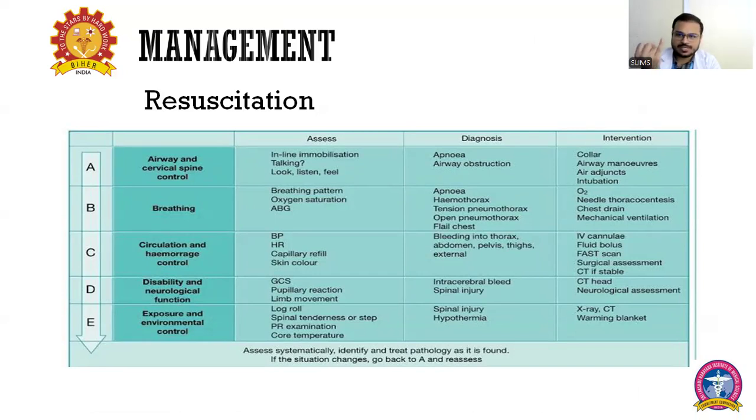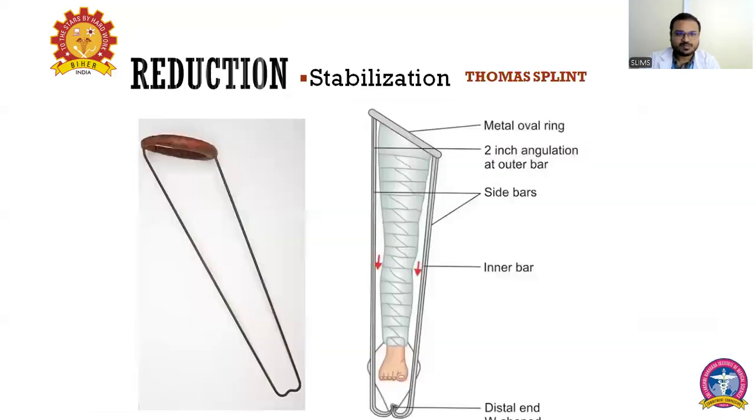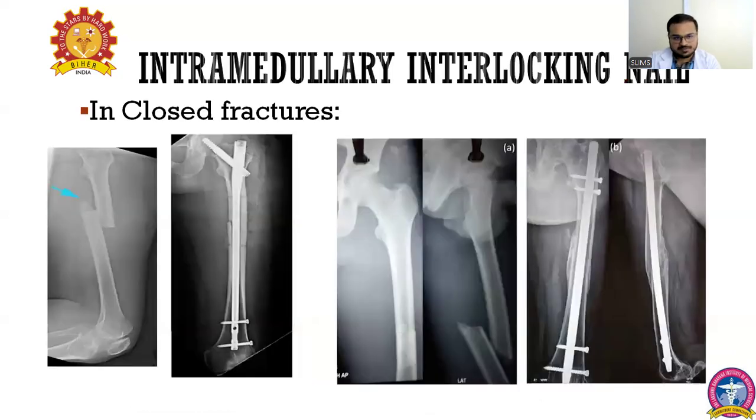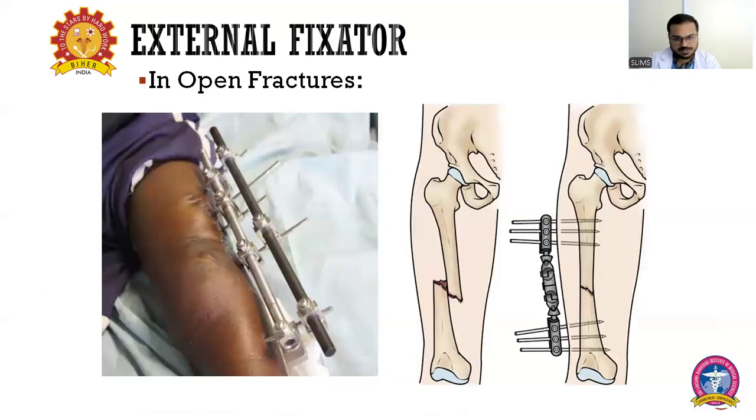We are going to do A, B, C, D and E, which is a thumb rule for all medical graduates to know, the ABCDE of fracture fixation, and reduction with stabilization with the Thomas splint. How to measure the Thomas splint, how to apply it, and how to stabilize the shaft of femur with it is very important to know, and how to fix a fracture in case of closed fracture and open fracture.